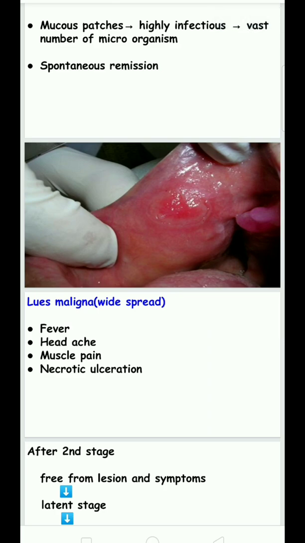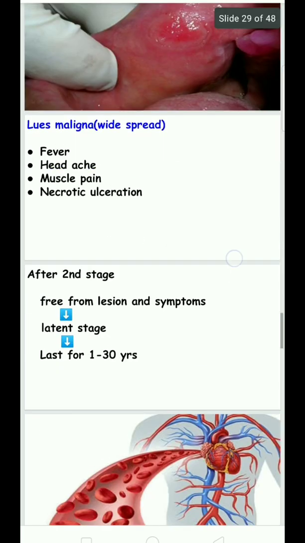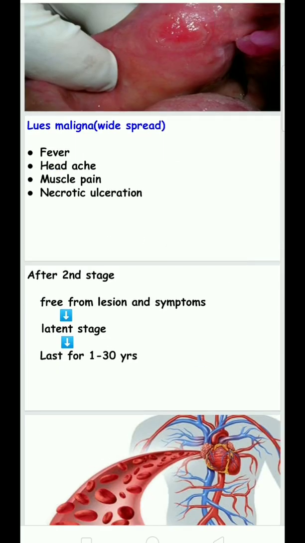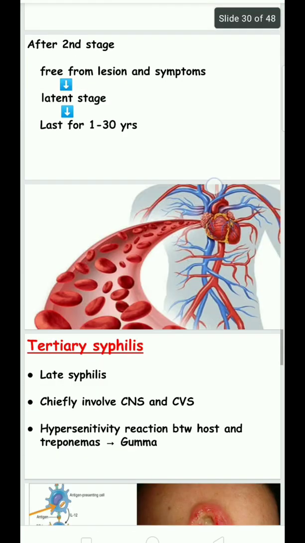Lues maligna is a widespread form, characterized by fever, headache, muscle pain and necrotic ulceration. After the second stage, the patient becomes free from lesions and symptoms and moves into the latent phase, which lasts for 1 to 30 years.